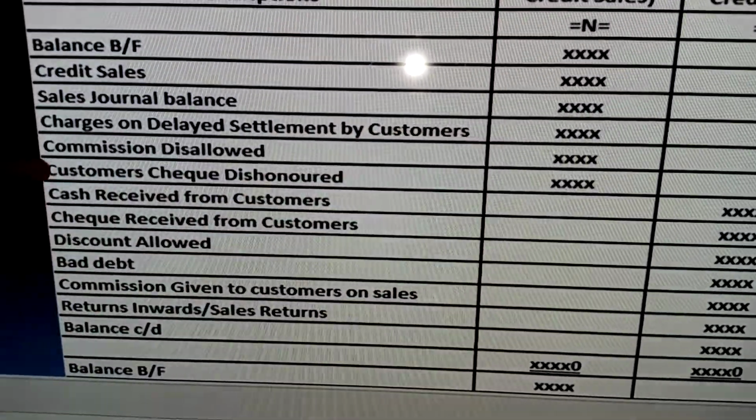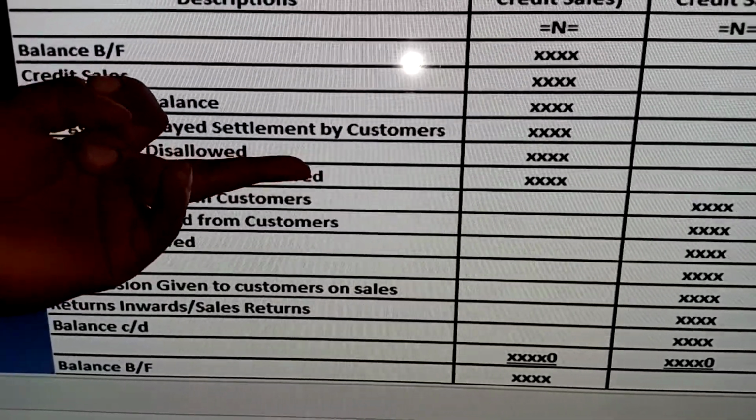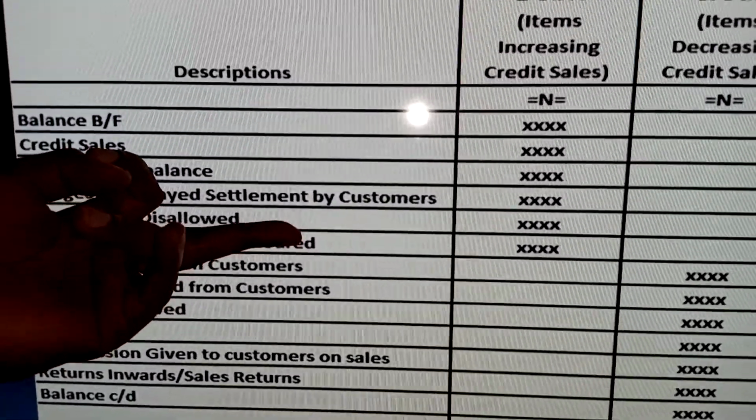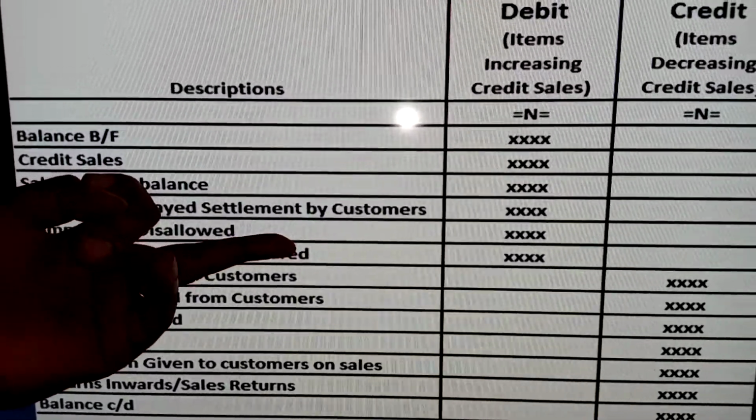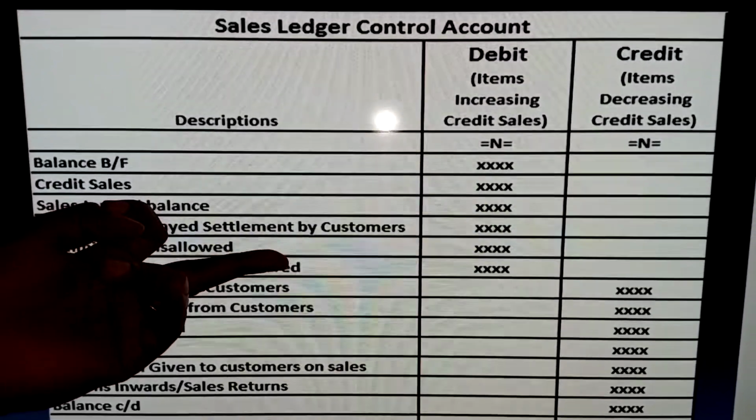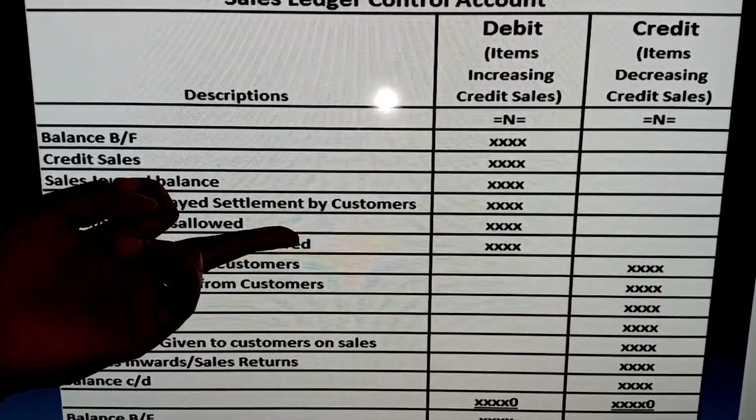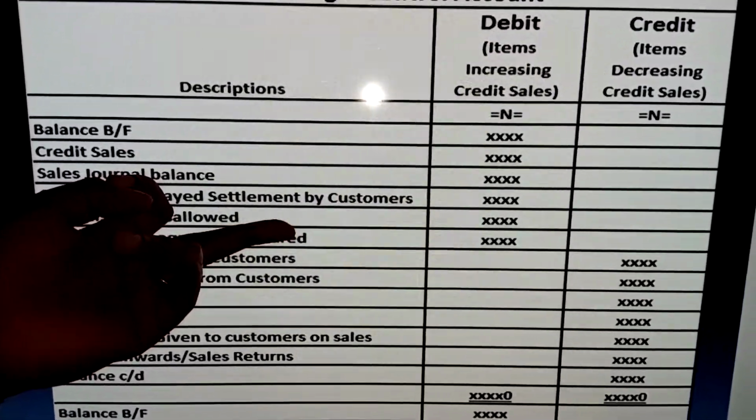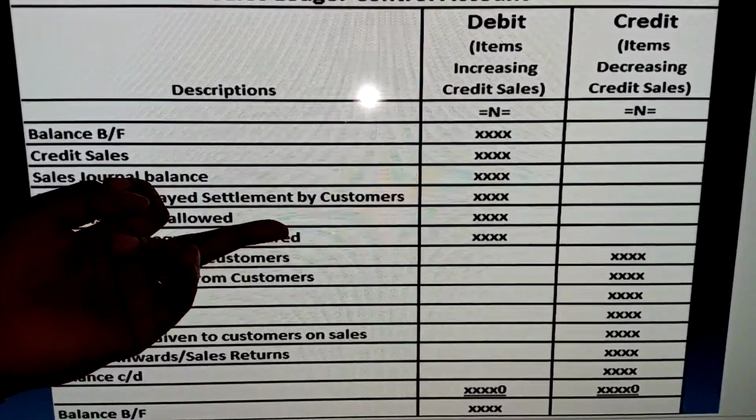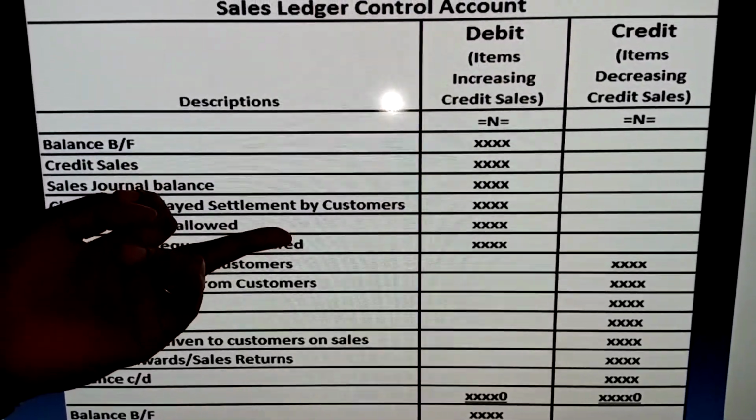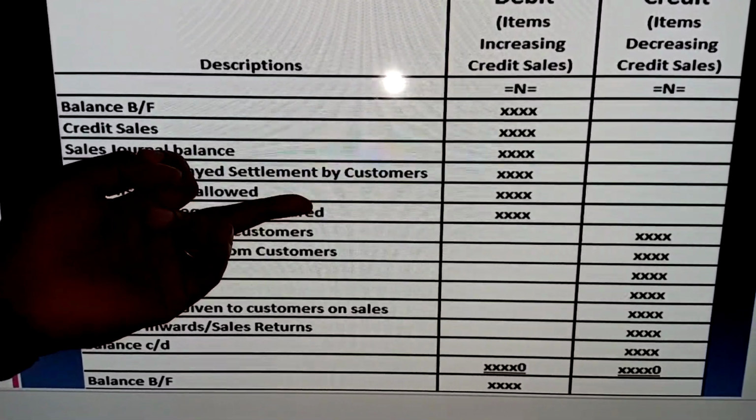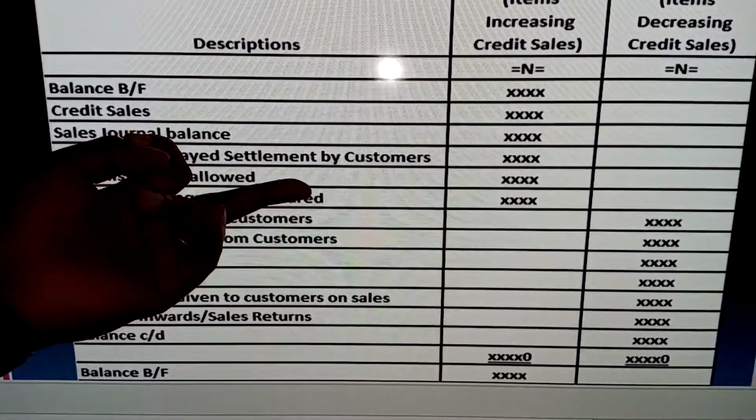And then we have customers' check dishonored. When you receive a check from a customer for payments for goods that you sold to them on credit, and you took the check to the bank and the bank returned the check, in that sense you can say that it has increased what the customer is owing, because at first you would have reduced it and now the check is returned. It will increase what the debtor is owing.